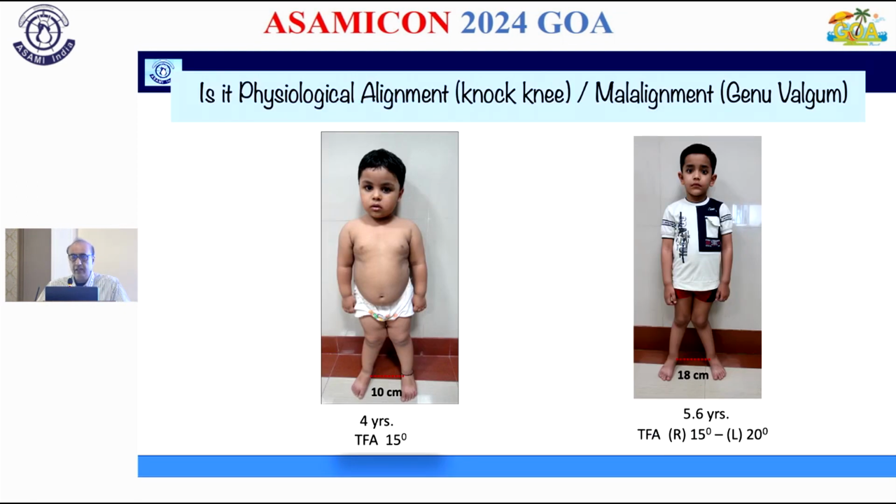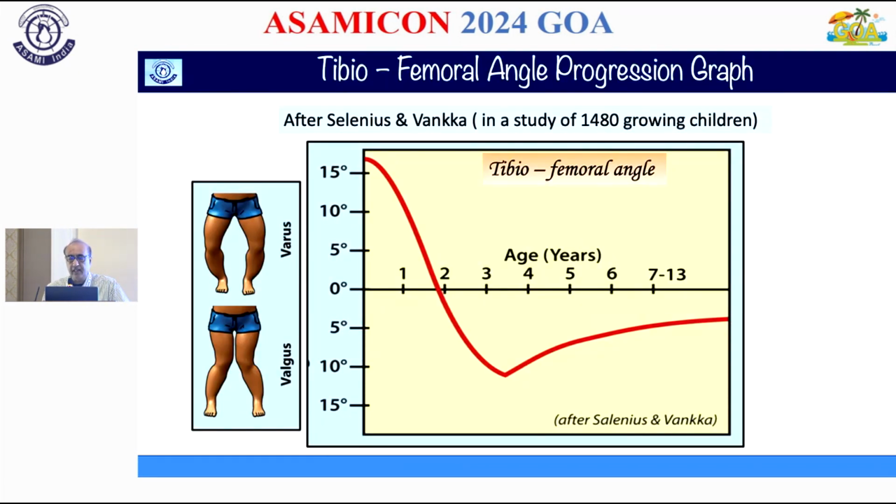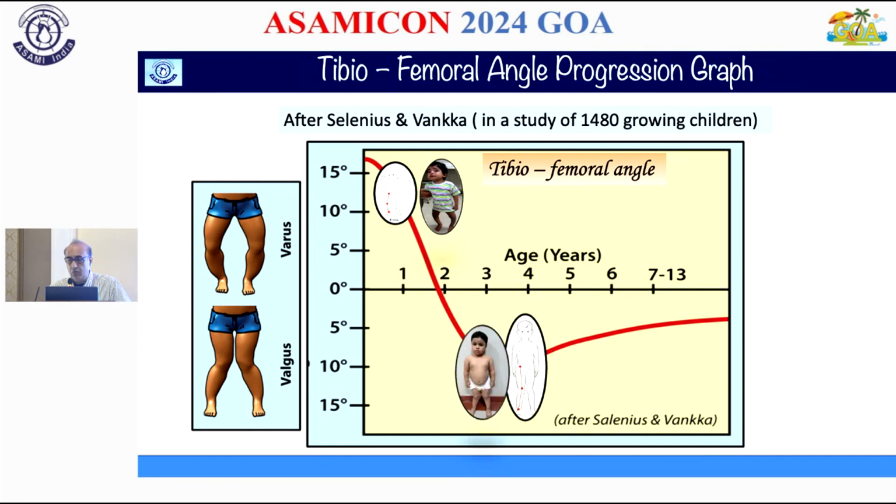So the question comes, is it a physiological alignment, leave it as such or observe, or a pathological alignment, which is a malalignment which needs to be addressed? To understand that, we must understand this graph given by Salenius and Vankka in a study of a large number of growing children, which shows that a child is born with a pronounced varus, overcorrects into pronounced valgus by the age of 4 years, and it's only by the age of 7 to 8 years that he has a normal physiological alignment.